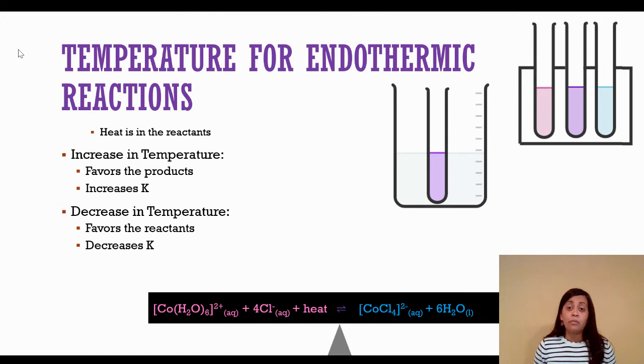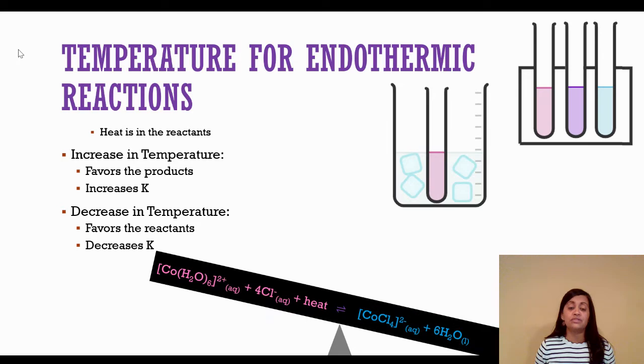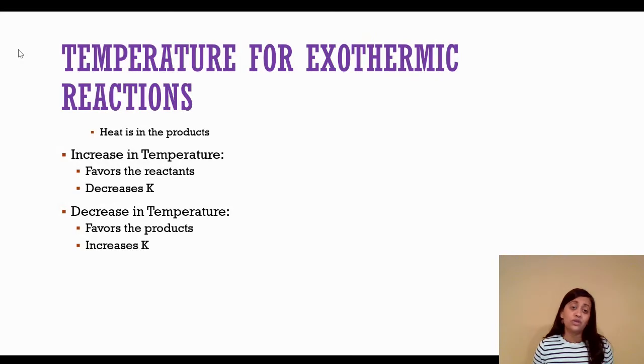And the opposite: if we took that system at equilibrium and added ice to it, we see that it becomes pink. We've driven this towards the reactants, the cobalt hexahydrate ions. So think about that for endothermic reactions. For exothermic, it's going to be the opposite. Heat is going to be in the products. If we increase the temperature, it favors the reactants and decreases your K value. If you decrease the temperature, it favors the products and increases your K value. Change in temperature, or addition or subtraction of heat, is the only thing that affects your K value.